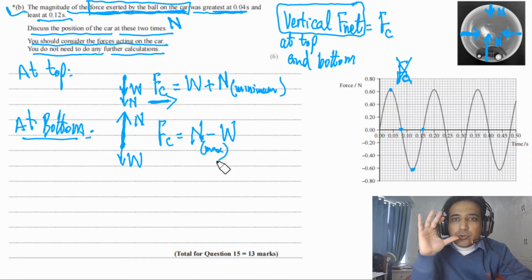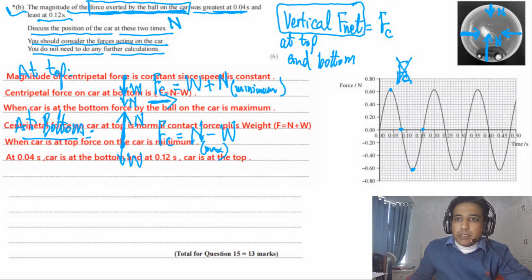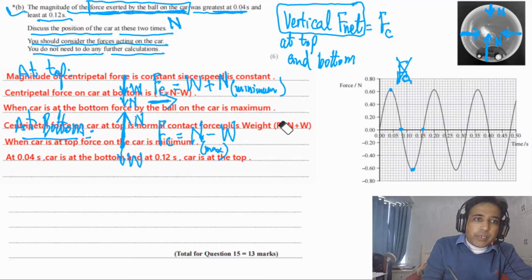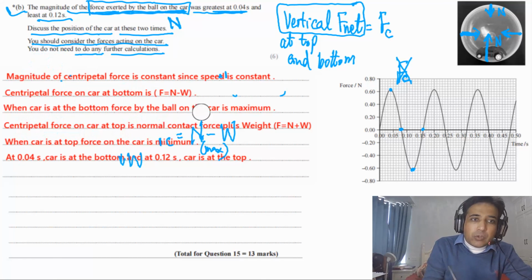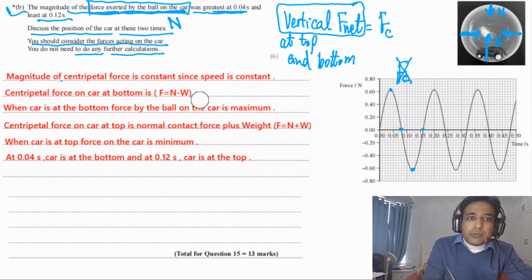I hope this graph makes sense to you, and also you understand the main concepts. Now let me show you how you can write down your answer for this question. For the answer of this question, we can write down these points. This question has 6 marks and your answer has to be in a logical order, and you can write down these 6 points.